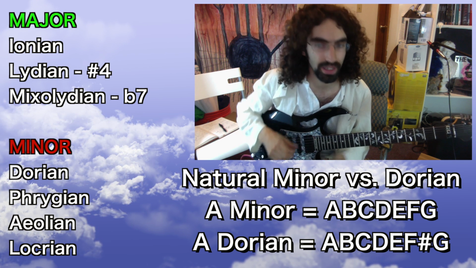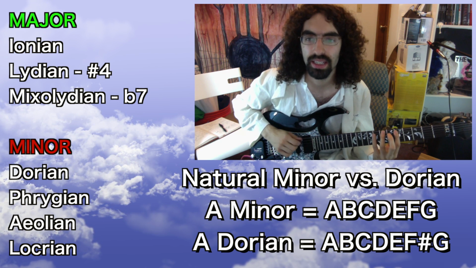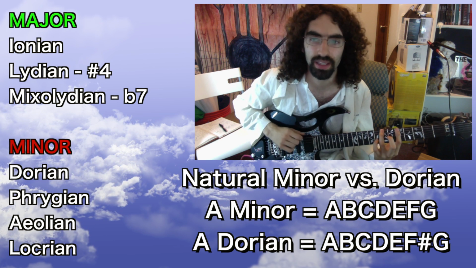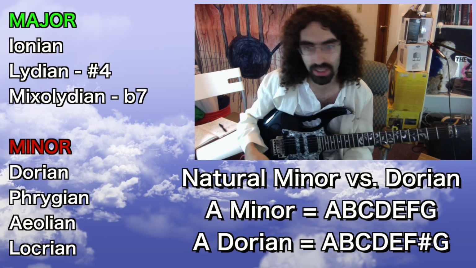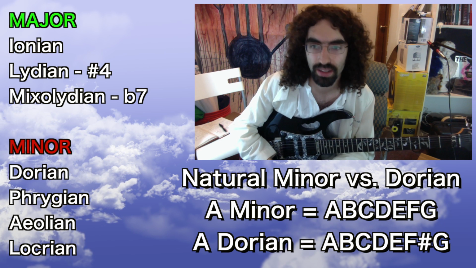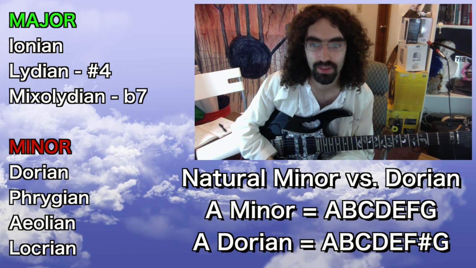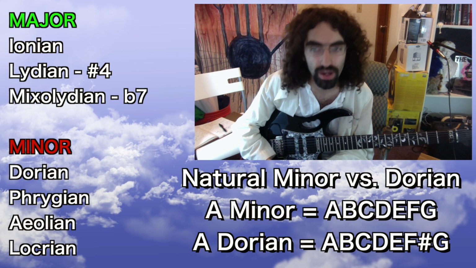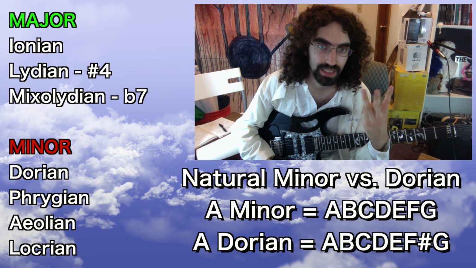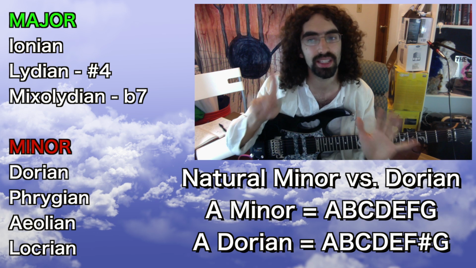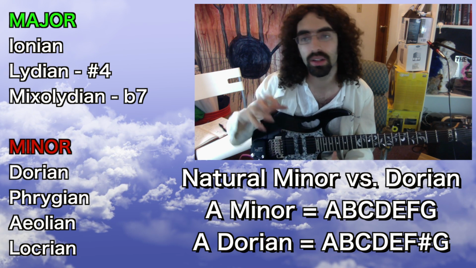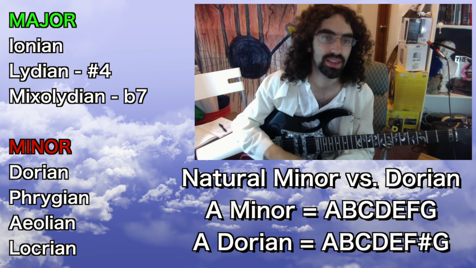An A minor scale is A, B, C, D, E, F, G, A, G, F, E, D, C, B, A. So A, B, C, D, E, F, G is your A minor scale. Nice and alphabetical, no sharps or flats in there. But A Dorian is A, B, C, D, E, F sharp, G. So that means the sixth note is sharped.